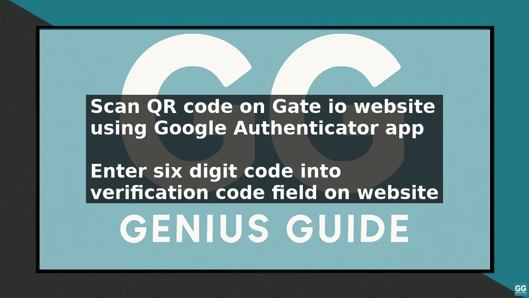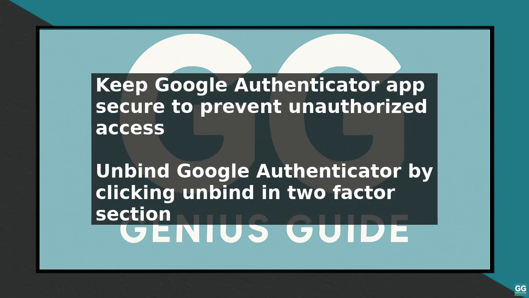In case you lose your mobile device or uninstall the Google Authenticator app, you can unbind it from your Gate.io account by clicking on Unbind in the two-factor authentication section. You will be required to enter your account password and a verification code sent to your registered email address to complete the unbinding process.